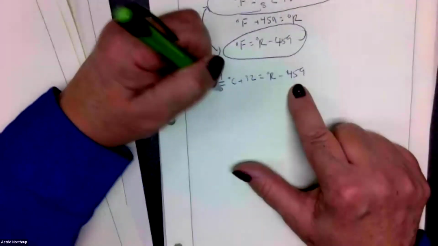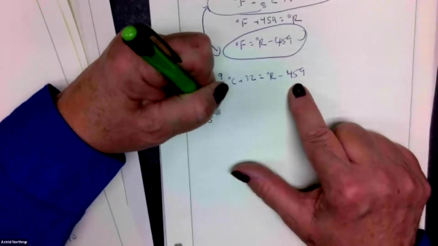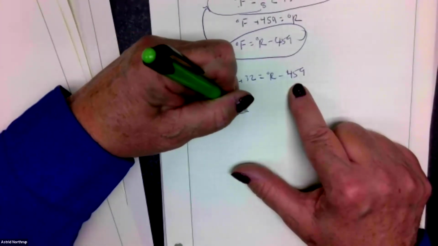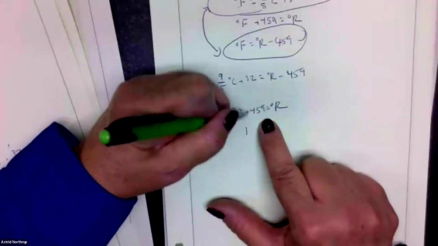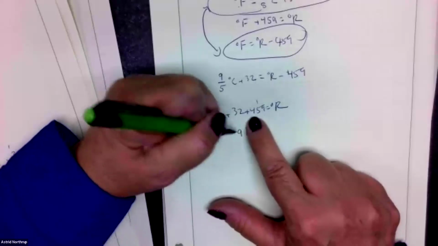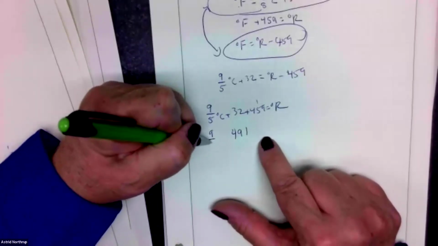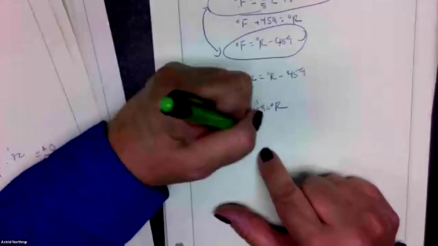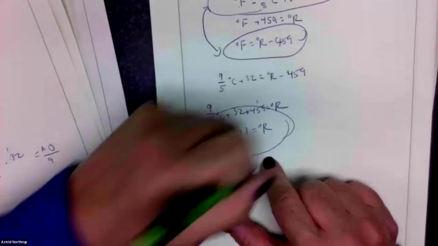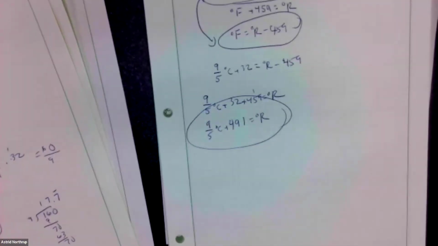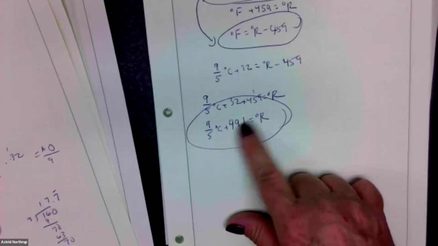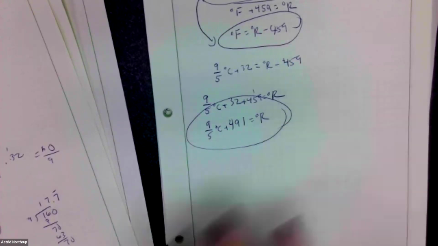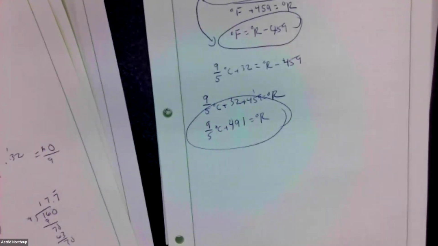And if I just bring this over by adding it to both sides, I get 9/5 degrees C plus 32 plus 459 equals degrees Rankine. And when I add these together, I get 491. So 9/5 degrees centigrade plus 491 equals degrees Rankine. There's all my conversion factors. Okay, and then once again, if I want to solve this for degrees C in terms of degrees R, I can do that, and so forth. All right, so at this point, do you guys have any questions?